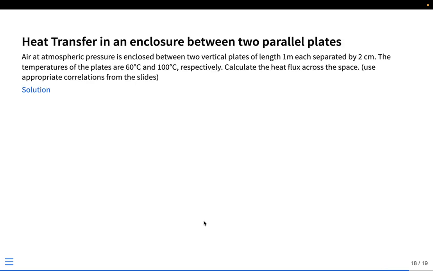This is the last problem. It's a very straightforward one, where we just do the same analysis as we have been doing till now: compute the Nusselt number and calculate the heat flux across the space. The only difference here is that instead of one parallel plate, we have two parallel plates of a given length and a given distance between them.